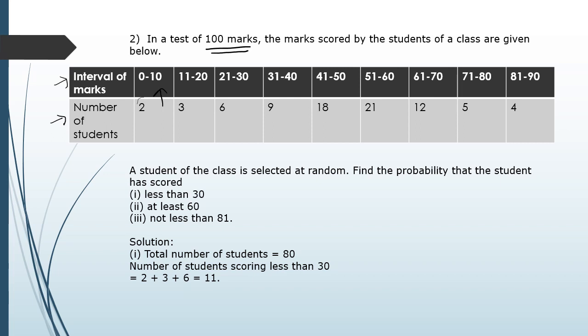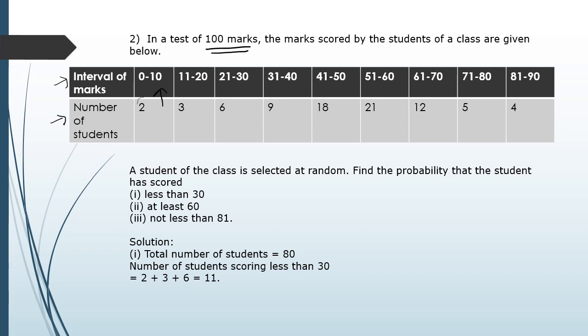Similarly, we have 3 students for 11 to 20. For 21 to 30, we have 6 students, and so on and so forth. Alright. Now, a student of the class is selected at random. Find the probability that the student has scored less than 30, at least 60, and not less than 81.